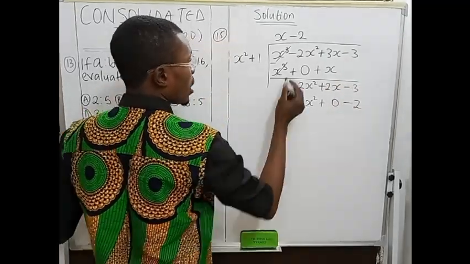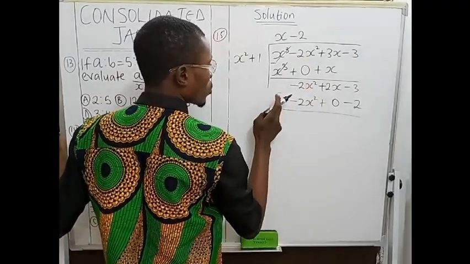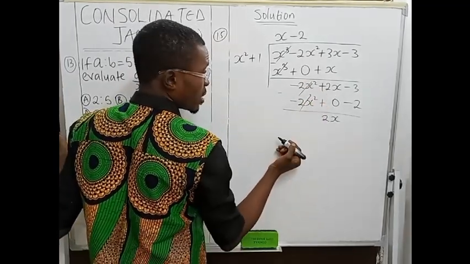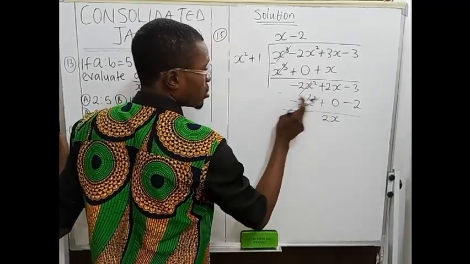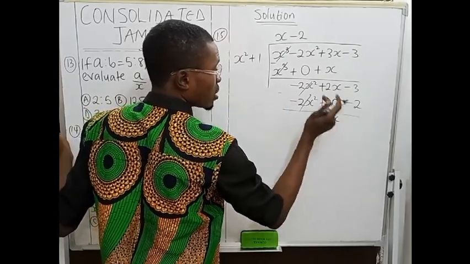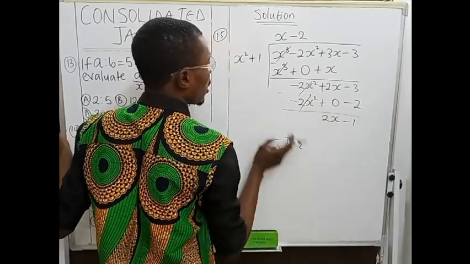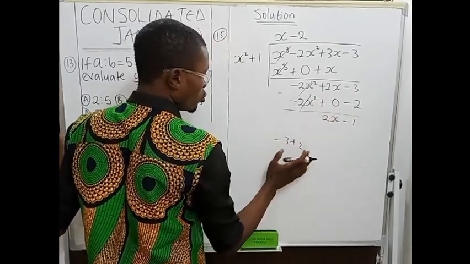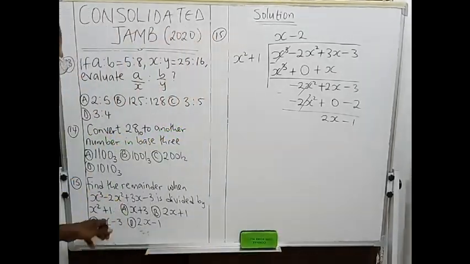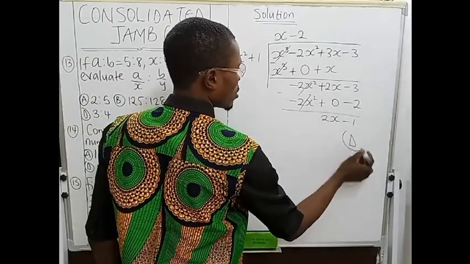All right, so what do we have? We subtract. We have minus 2x squared minus minus 2x squared, plus 2x squared. Okay, this goes out, right? So 2x minus 0, we have 2x, minus 3 minus minus 2, that's minus 3 plus 2, gives us minus 1. Can x squared go into this? No. So we stop here, and this gives our remainder, and that is given by option D. So here option D is our answer.